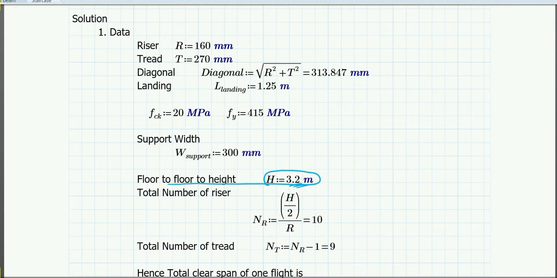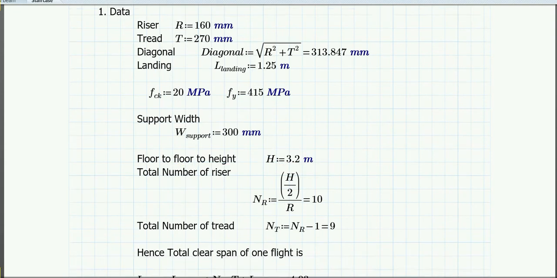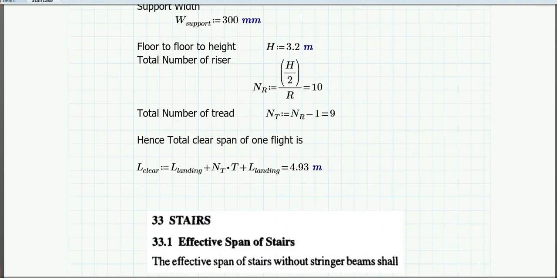So now the next task is to find out how many numbers of treads or steps will be required, or how many numbers of risers will be there, how many numbers of treads will be there, and what will be the total length. That we need to find out first.